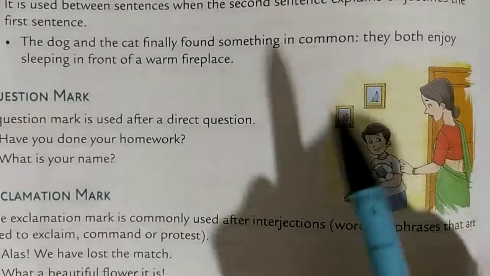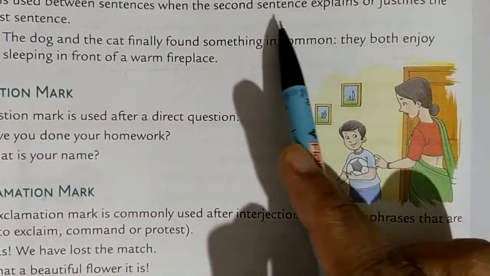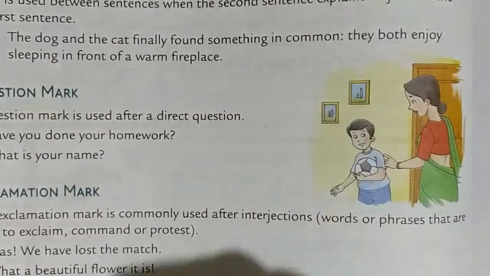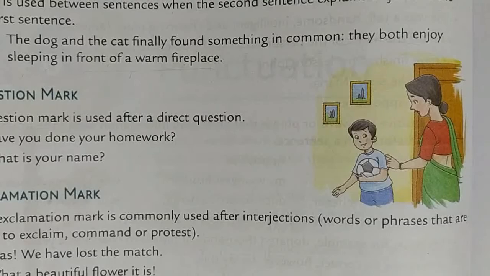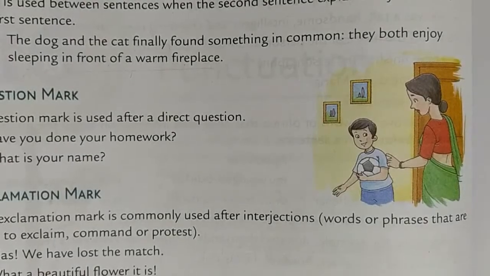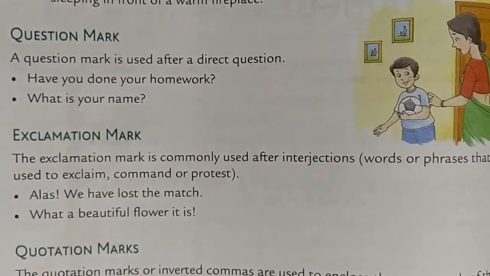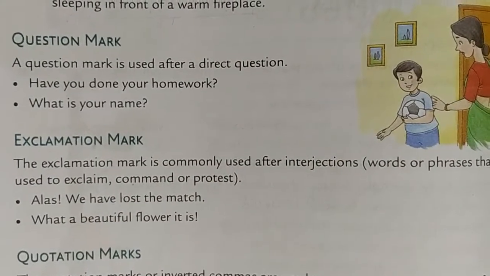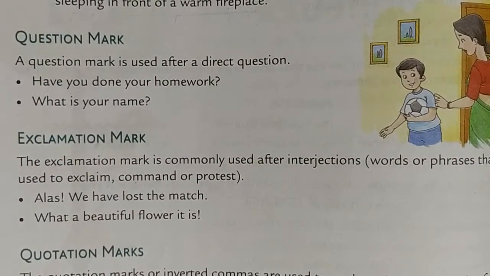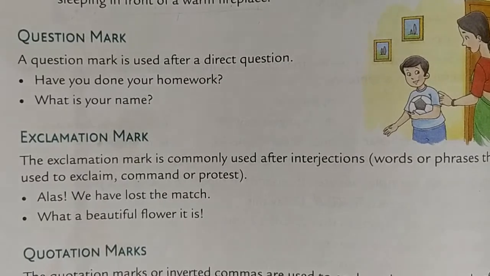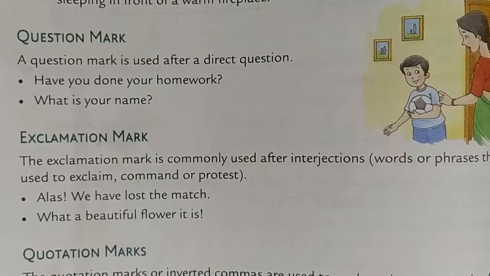So the third thing: here we use a semicolon where the second sentence justifies the first sentence. Okay, the second sentence explains the actual meaning of the first sentence. Understood? Not that difficult, I think. Now the next mark that we are going to learn is the question mark, and it's a very easy one. Full stop and question marks are not that difficult.